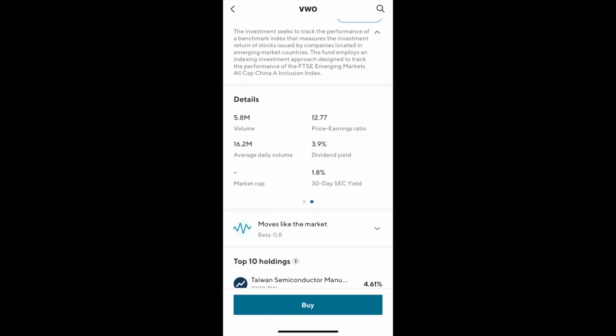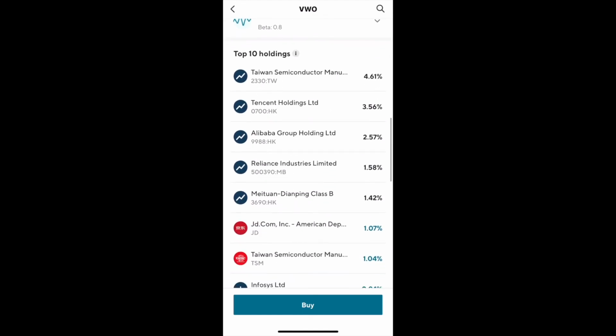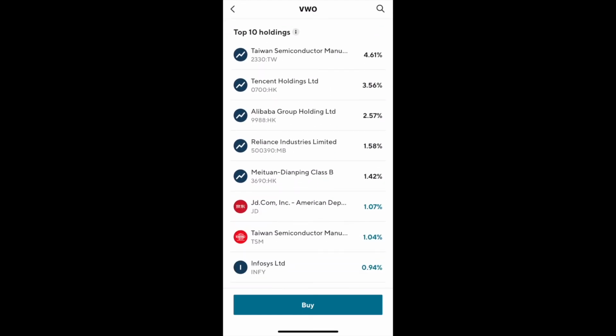Look at the expense ratio. I'm seeing the yields and everything. And for me, with the research I've done, this is what I want to add. I looked at the top holdings. I do hold Taiwan Semiconductor already, but all those other holdings, I want to get exposure to them, Alibaba and Tencent.